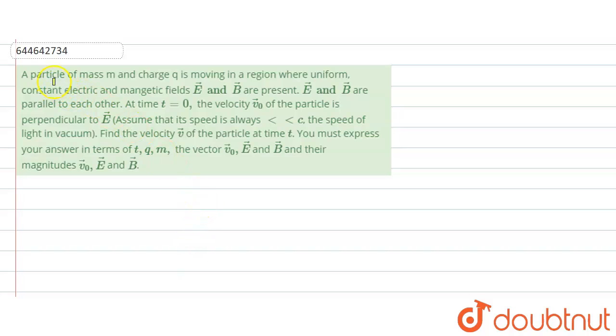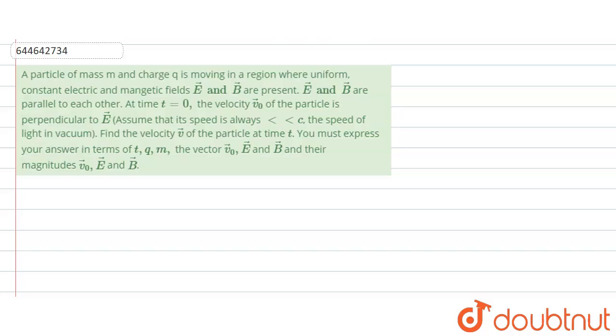Hello everyone, let us start with our question. In this question, what is given? A particle of mass m and charge q is moving in a region where uniform constant electric and magnetic fields E and B are present. Now E and B are parallel to each other, and at time t equal to 0, V naught, the velocity of the particle, is perpendicular to E. We need to find the velocity V of the particle at time t, in terms of t, q, m, V naught, E, B, and the vectors B and E and the magnitudes of V naught, E vector and B vector.